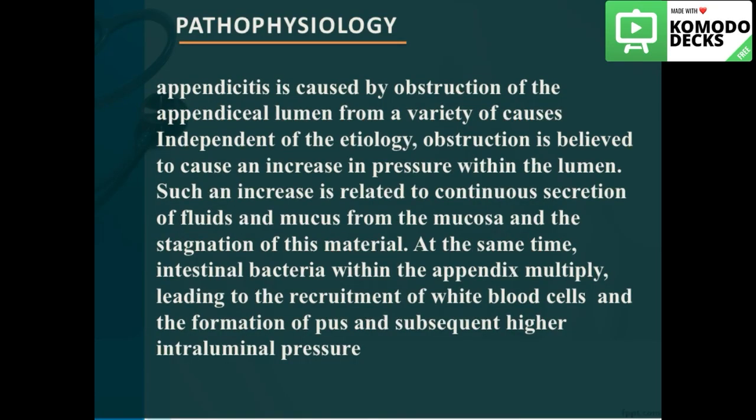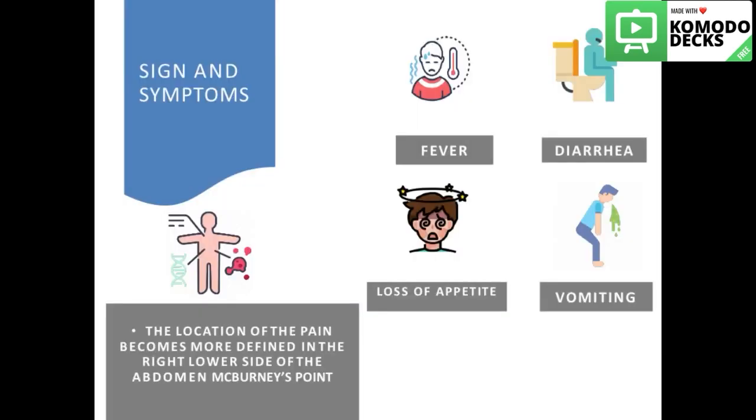Pathophysiology. Shortly, appendicitis is a condition where the appendix becomes swollen, inflamed, and filled with pus. The appendix is a small finger-shaped pouch on the right side of the abdomen, connected to the colon. What about signs and symptoms? The patient will complain of fever, diarrhea, loss of appetite, vomiting, and the location of the pain becomes more defined in the right lower side of the abdomen. It's called McBurney point. I will show you the location on the next slide.